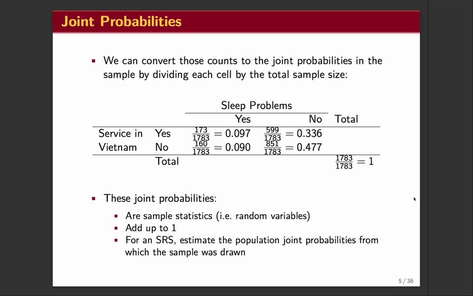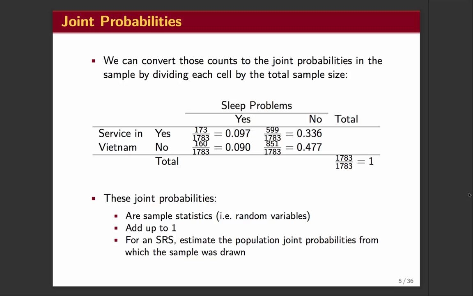So we have these values, 0.097, 0.090. Each one of those tells you about a proportion of the total. So we're saying, okay, 9.7% of all of our people in this cross-sectional study served in Vietnam and have sleep problems. 47.7% did not serve in Vietnam and do not have sleep problems. Is that okay, where we're coming from with that? So this is simply taking each of your observed cells and dividing by the total number of observations in the data.